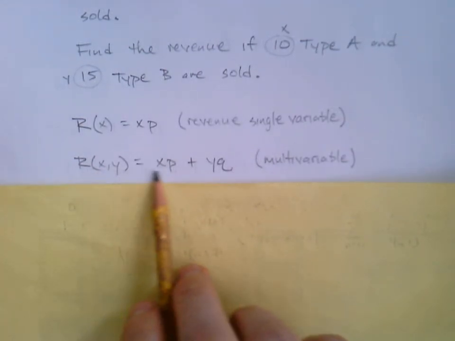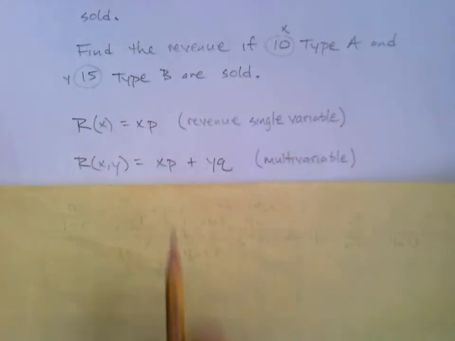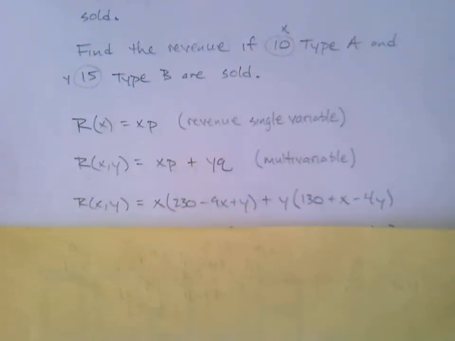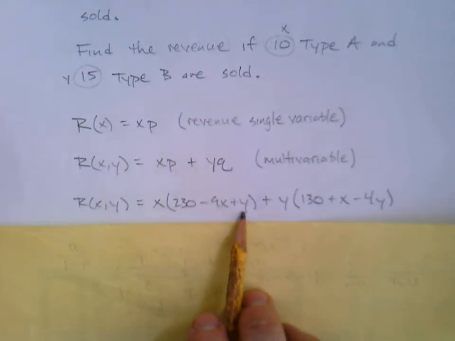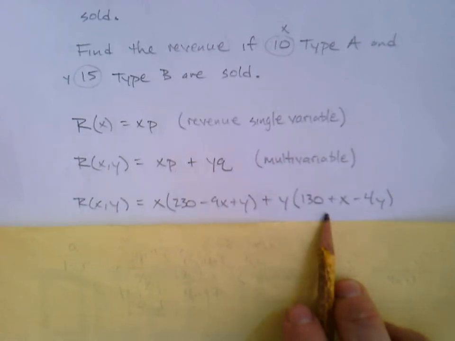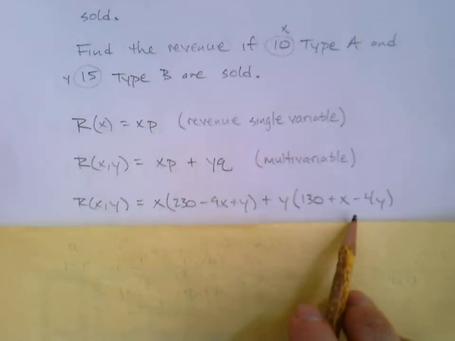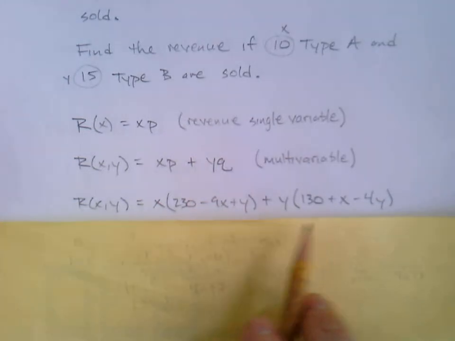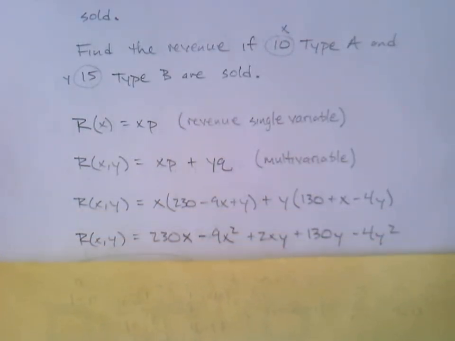Once we have that two variable equation, then we'll plug in our 10 and 15. So we're going to plug in the P, we're going to plug in the Q. All right, P was equal to 230 minus 9x plus y. Q was 130 plus x minus 4y. So we can put all that in. Now we only have x's and y's. We'll go ahead and simplify this first. Truth is, you could plug in your numbers right here, since that's all we're after. But I'm going to go ahead and simplify that and multiply it out.